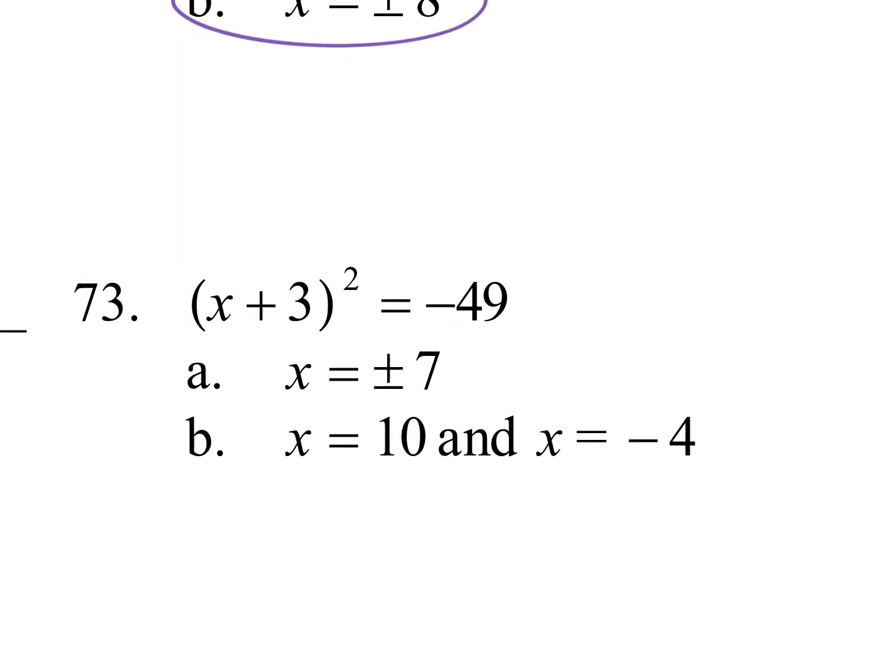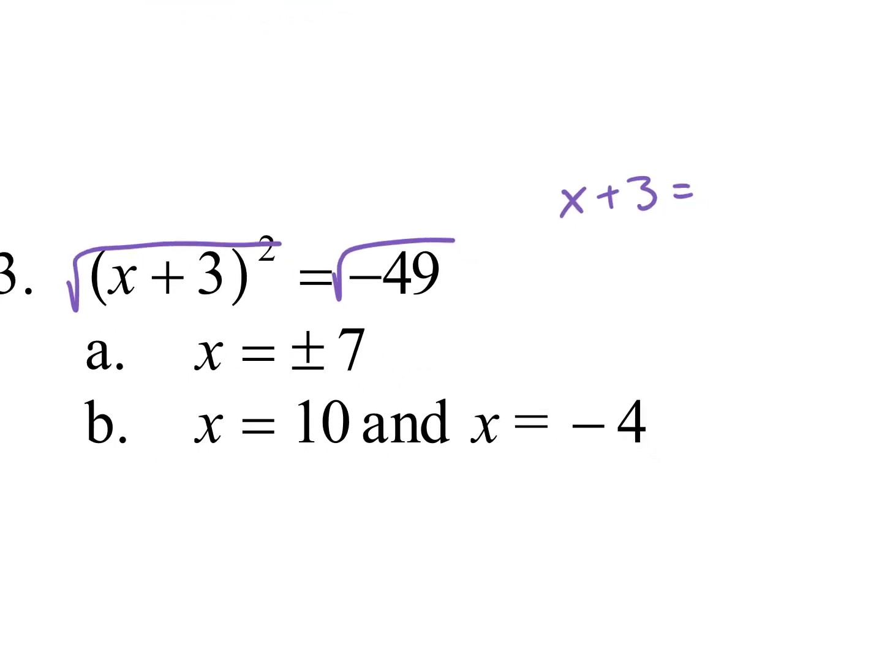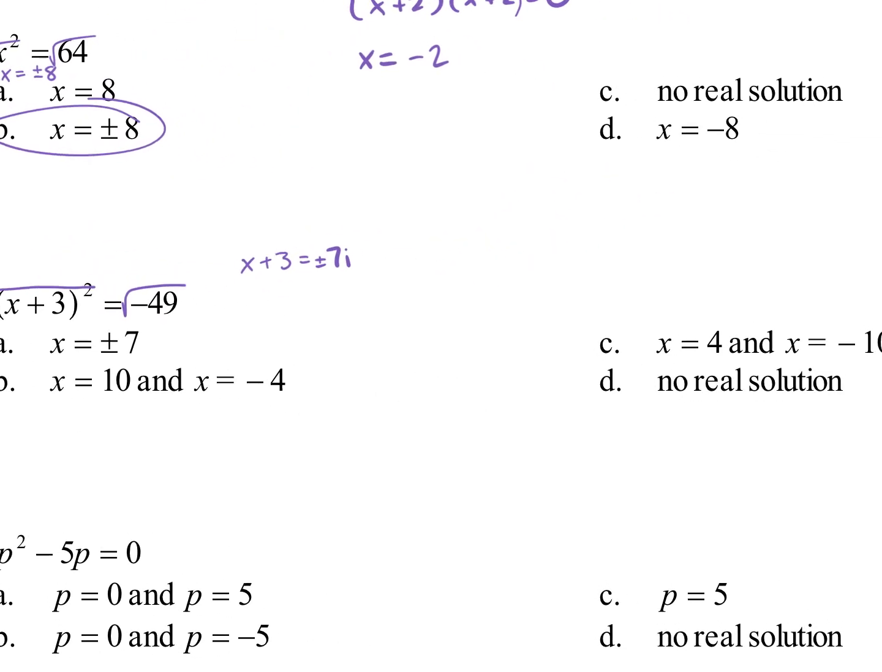For 73, what could I do to solve? Square root both sides. You cannot distribute the squared. To get rid of the squared, you have to square root, or you could write it twice and FOIL it, but that would just be a lot more work. So square root both sides. So x plus 3 is equal to, what's the square root of -49? Plus or minus 7i. We need that plus or minus because we took the square root of both sides.